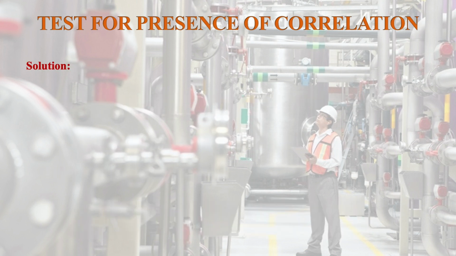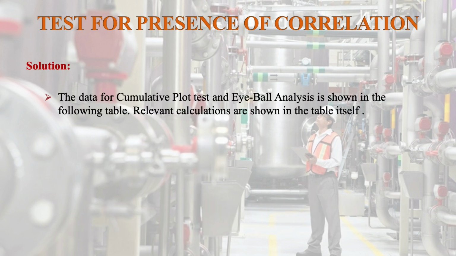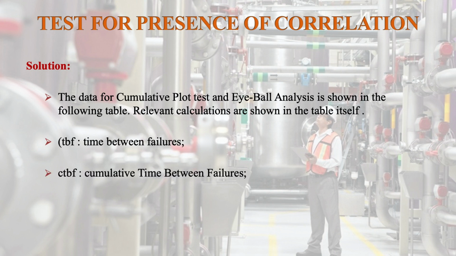So TBF is equal to times between failures, CTBF is equal to cumulative times between failures, and OTBF is equal to ordered times between failures. After calculating the values, you can see that all the values are given. So like this, one has to calculate by putting it in the equation; we can calculate the times between failures, cumulative times between failures and OTBF.